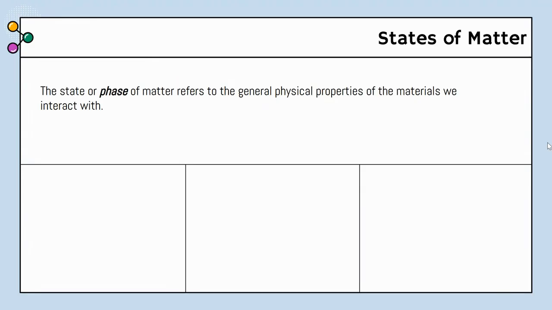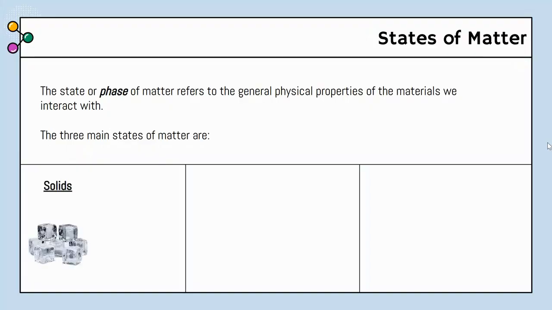The state, or the phase, of matter refers to the general physical properties of the different materials and chemicals that we use in the lab. There are three states of matter, as already mentioned, and they are solids, such as solid water or ice, as shown on screen. Now, the properties of ice are that it has a definite shape.